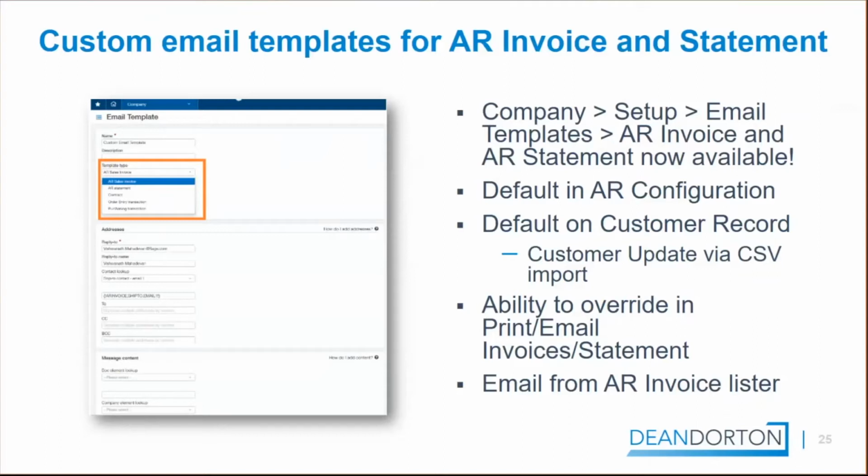You can default this in your AR configuration. You can default it on your customer record. You can also update. So if you have to apply different email templates to a lot of different customer records, you can update this via a CSV import. You have the ability to override on the printed email invoices screen, and you can send an email from the AR invoice lister, and I will show you this because I love this.